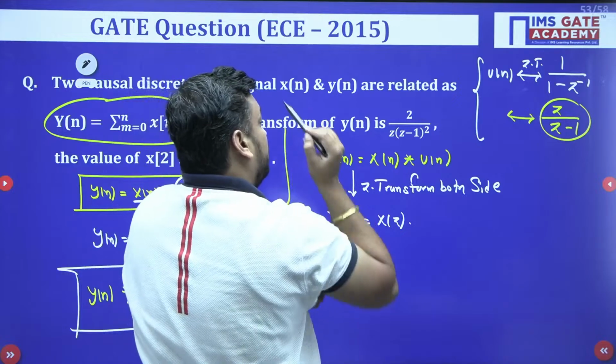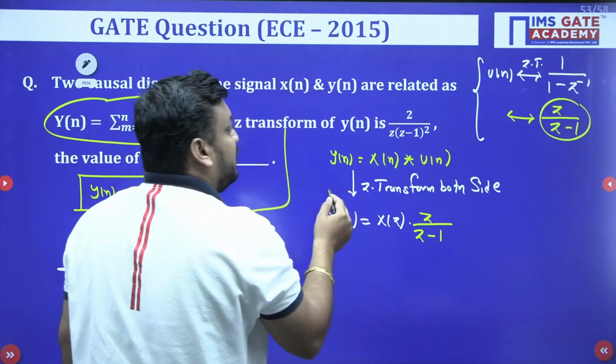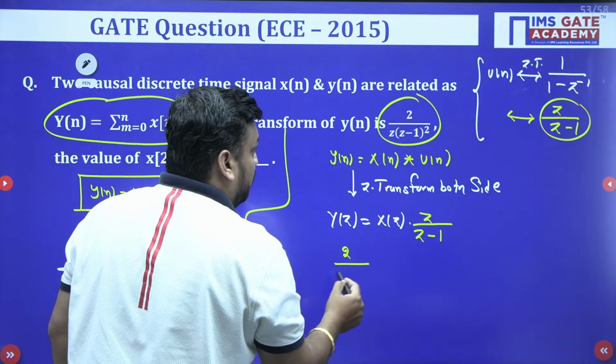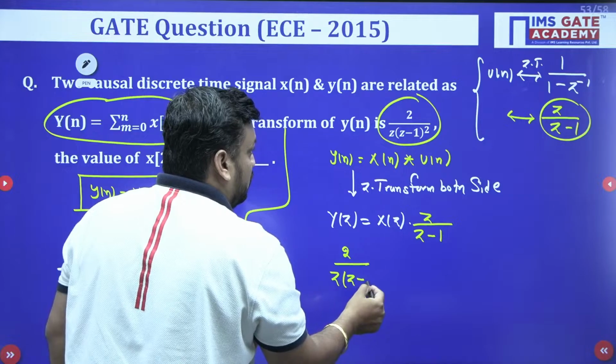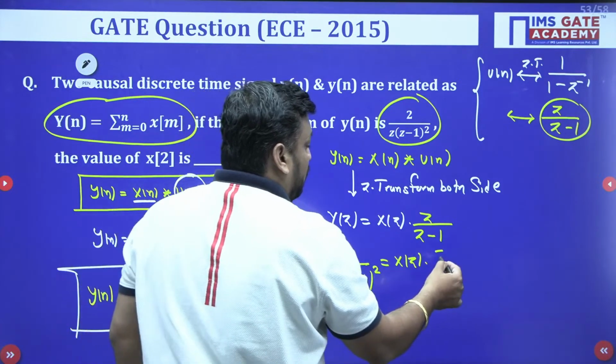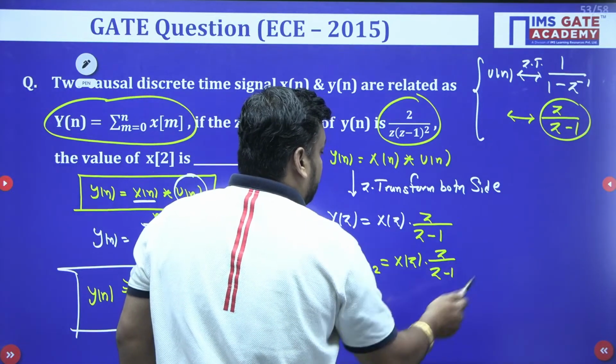So now tell me, should I write here z upon z minus 1, and what is Y(z)? Y(z) value is this. So I am writing this Y(z) value twice upon z into (z minus 1) whole square is equal to X(z) dot z upon z minus 1.